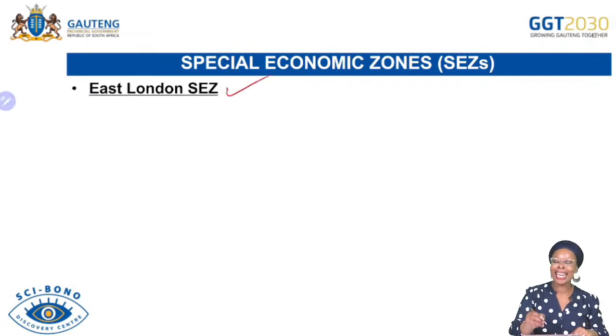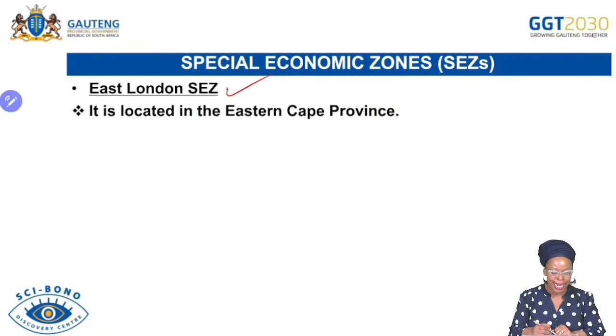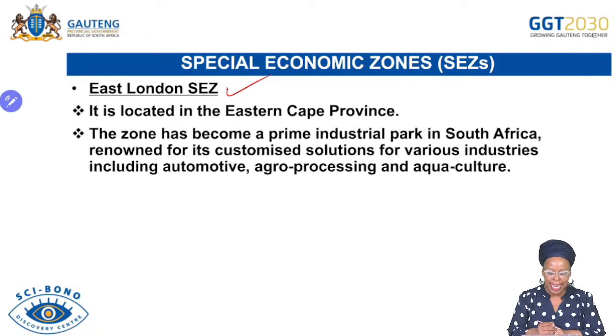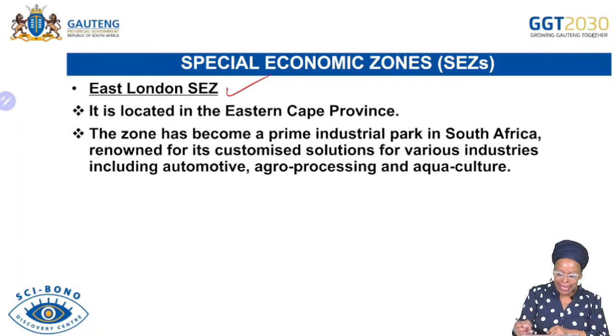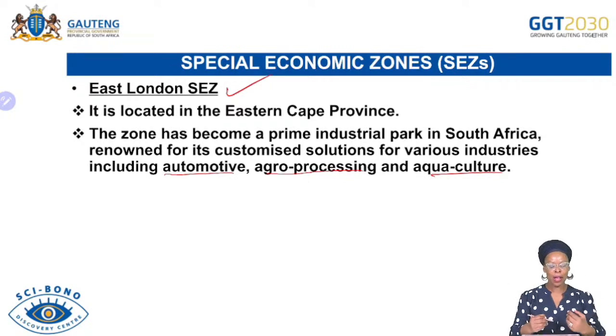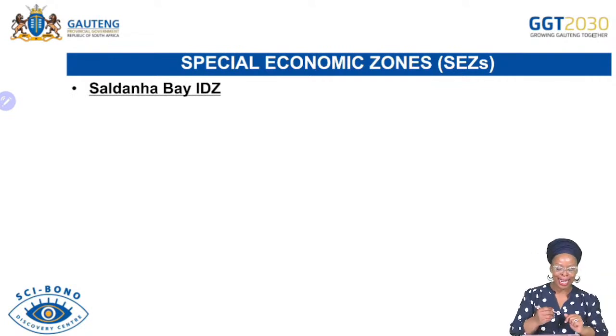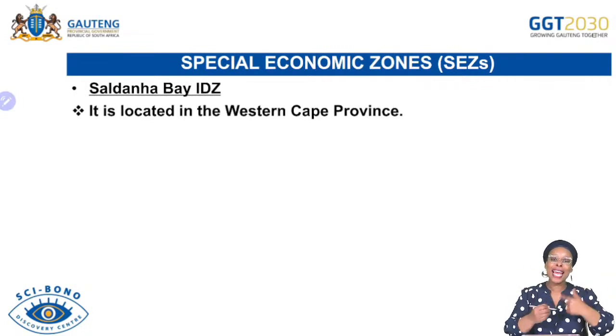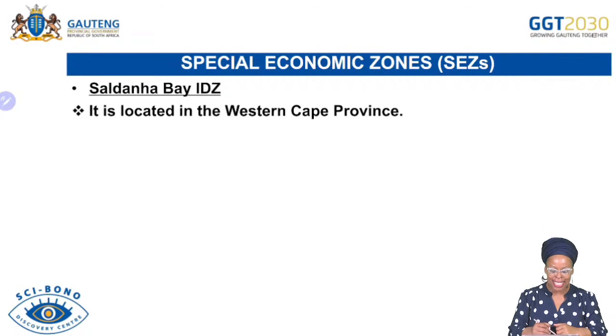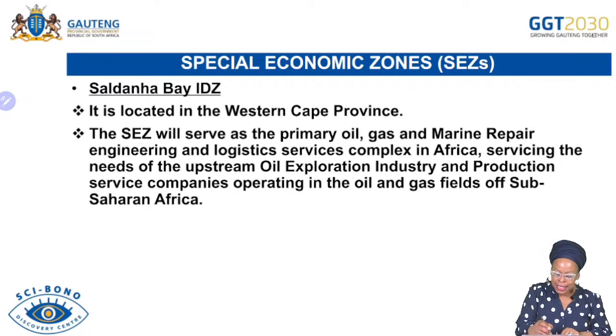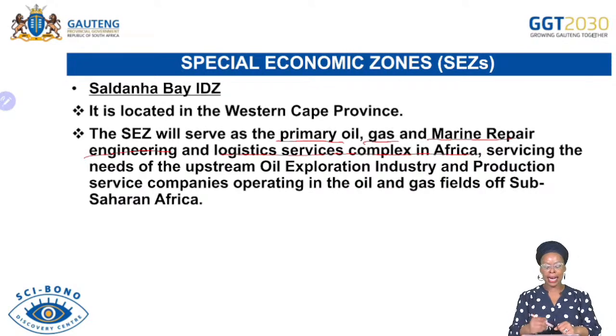Okay, we have the East London SEZ. It was an IDZ. It's located where? It is in the Eastern Cape Province, and it's focusing on what? On automotive, agro-processing, and aquaculture. We also have Saldanha Bay IDZ, which used to be an IDZ, but because of the SEZ Act, it now must operate as an SEZ. It's found in the Western Cape, and it serves as the primary oil, gas, and marine repair, engineering, and logistics services complex in South Africa.